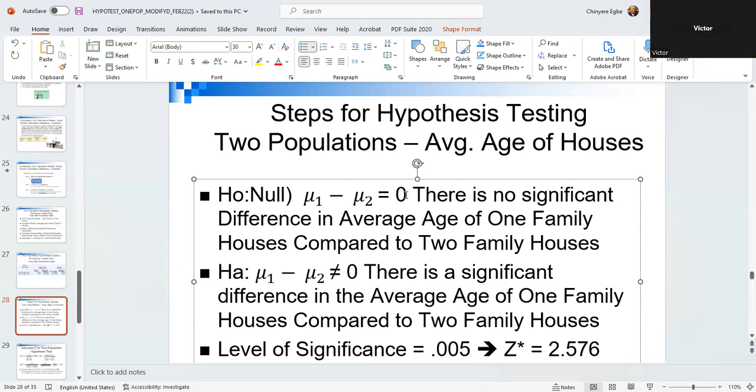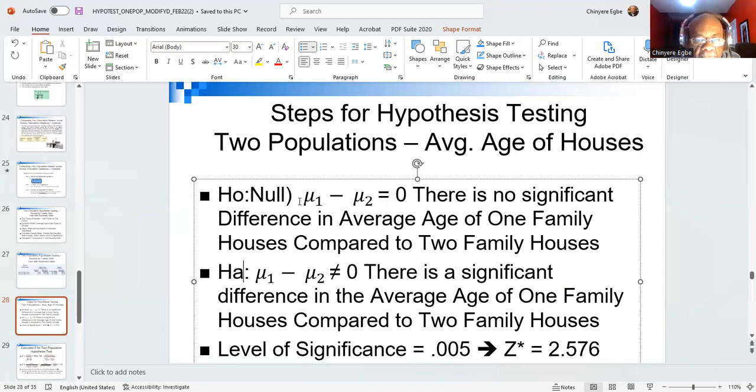Yes. Okay. So is it clear to you that if the average of 1 is equal to the average of 2, when you subtract average 1 minus average 2, you are going to get 0? So this is why we state the null hypothesis that mu1 minus mu2 is equal to 0, which in English says there is no significant difference in the average age of one-family houses compared to two-family houses.